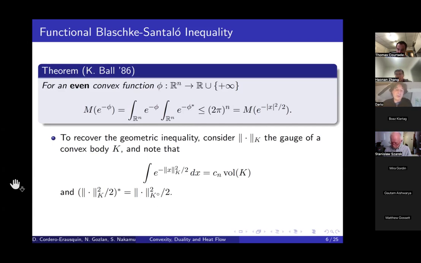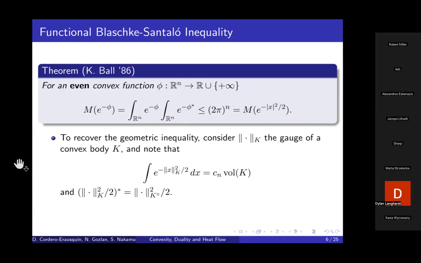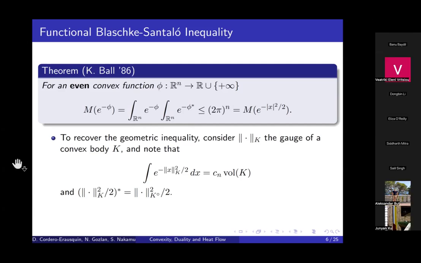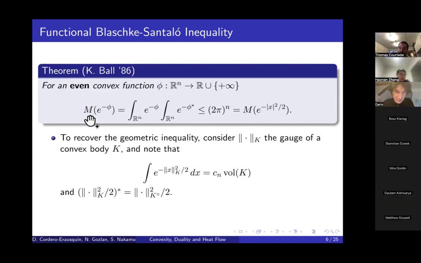And of course, again here, maybe I should have said it before, the Euclidean ball was a fixed point for the polar. Here, if you look at the Legendre transform, the Euclidean norm squared over 2 is a fixed point for the Legendre transform. So again, this tells you that somehow this is maximal for the fixed point of the Legendre transform.